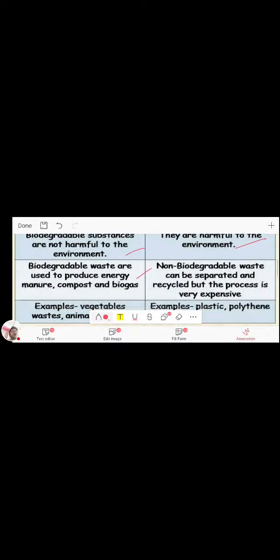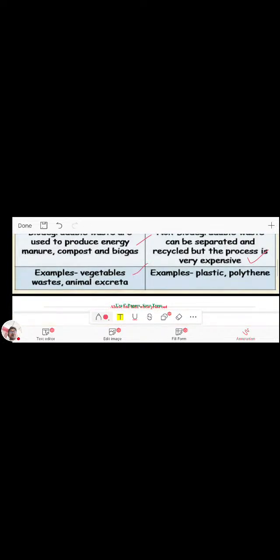Biodegradable waste is used to produce energy, biogas, manure, compost. Non-biodegradable waste can be separated and recycled, but the process is expensive. Example: vegetable waste, animal excreta. Here examples are plastic, polythene, glass.